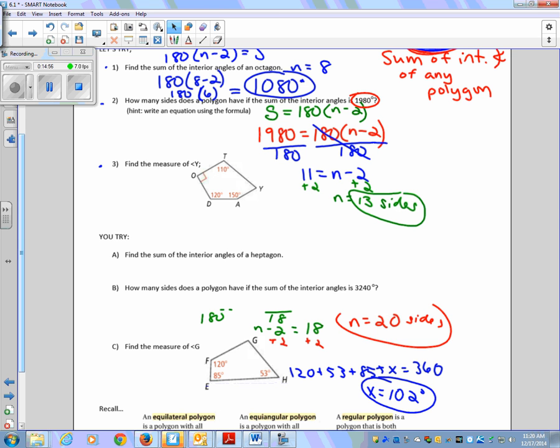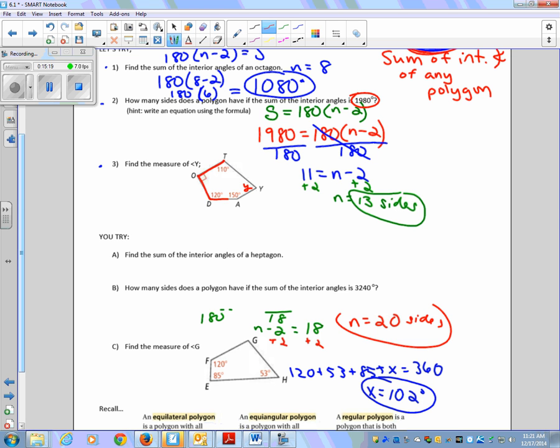Okay, or they could give you a problem like this. Find the measure of angle y. I'm just going to call it y. Well, we've done problems like this before with triangles. They give you two angles and you have to find the third missing one. And you know that the three angles add up to 180. First thing we have to do is figure out what these angles add up to.